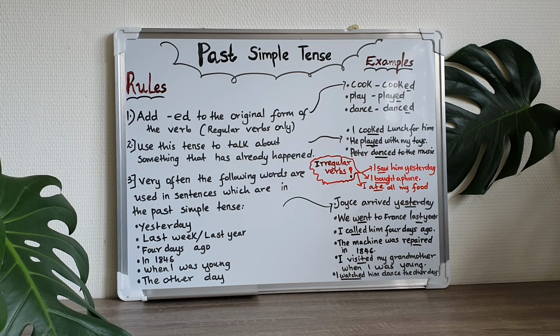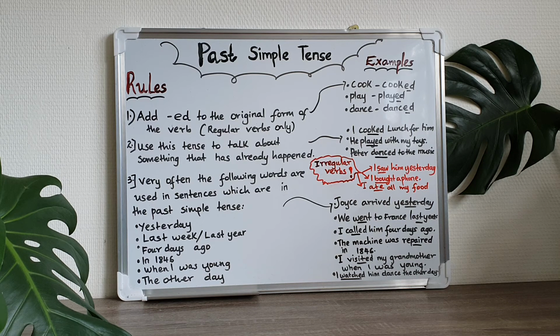The next example, the machine was repaired in 1846. Now, is repair a regular or an irregular verb? You are correct. Repair is a regular verb because we add ed to the verb repair in the past simple tense. Repair becomes repaired. The machine was repaired in 1846. So that has definitely happened. It has already happened many years ago.